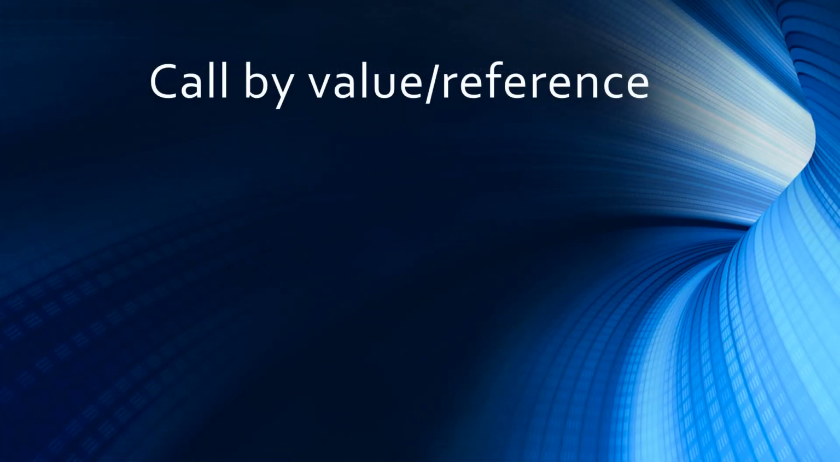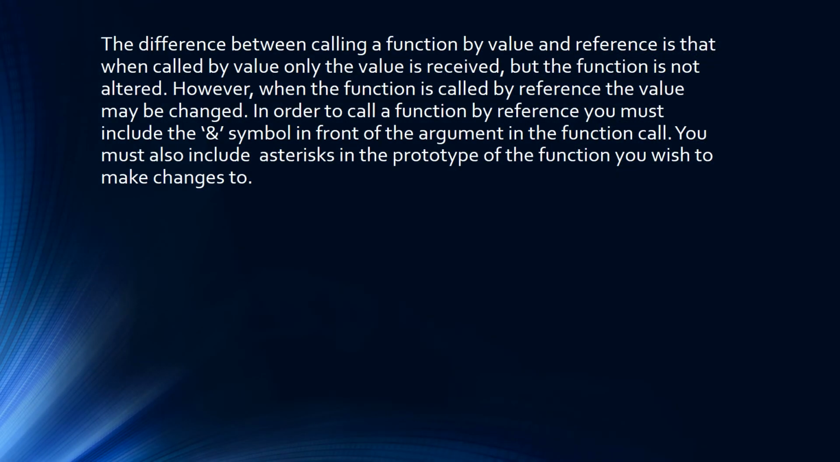And there's also, let's discuss now, call by value and call by reference. The difference between calling a function by value and reference is that when called by value, only the value is received, but the function is not altered. However, when the function is called by reference, the value may be changed. In order to call a function by reference, you must include the ampersand symbol in front of the argument in the function call. And you must also include the asterisk in the prototype of the function you wish to make changes to.